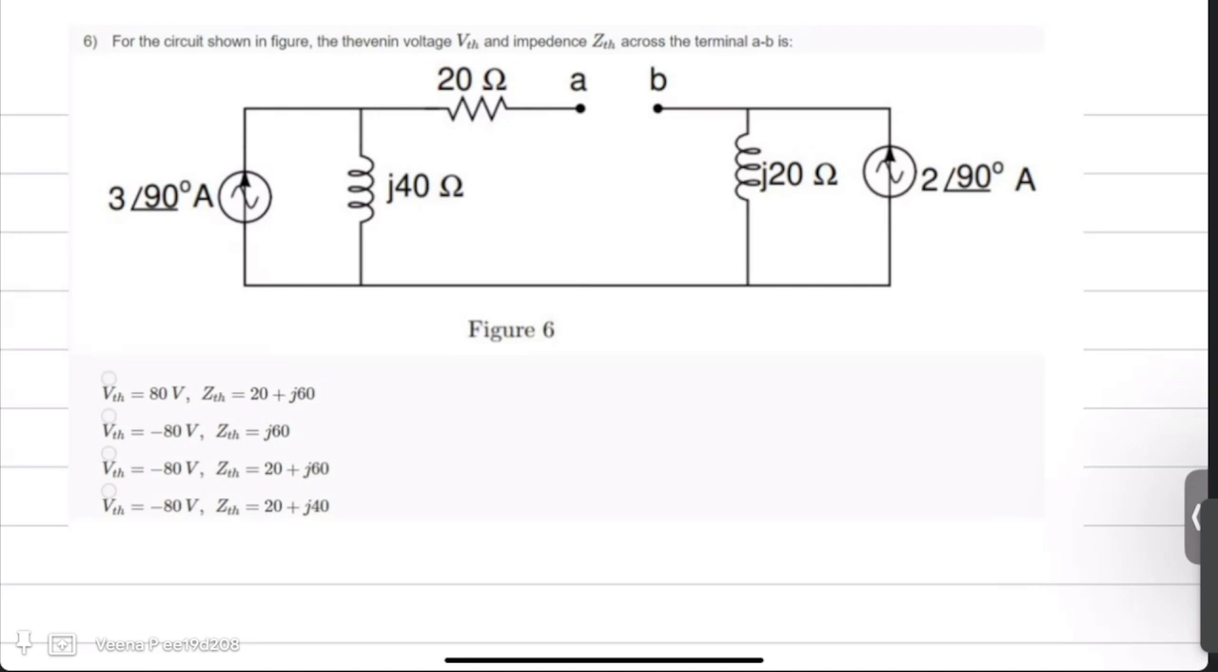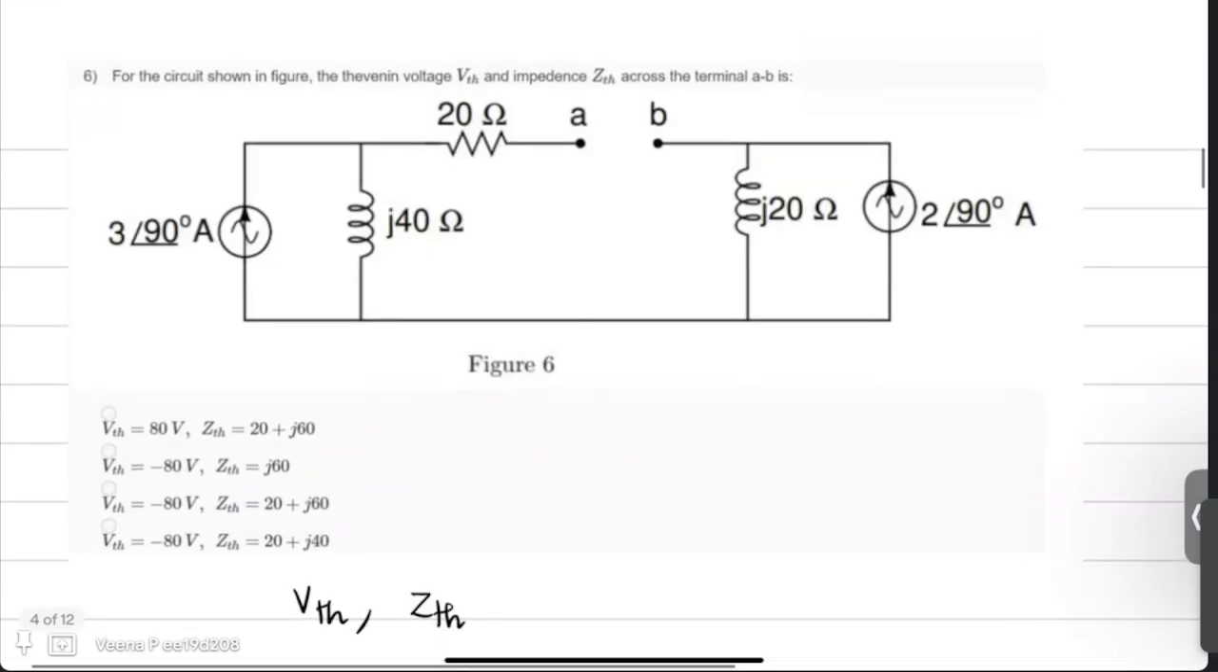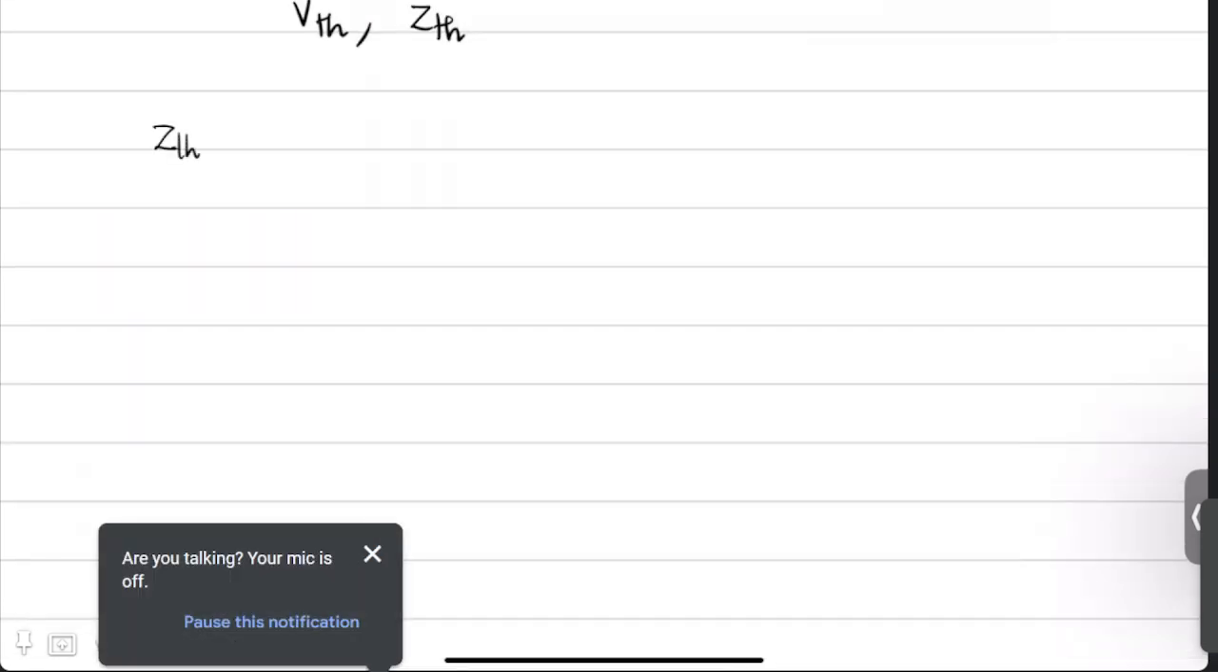For the circuit shown in figure, the Thevenin voltage V Thevenin and impedance Z Thevenin across the terminal AB is. So we are given a circuit and we are asked to find the Thevenin equivalent voltage and Thevenin equivalent impedance. Let us find out what the Thevenin equivalent impedance is first.